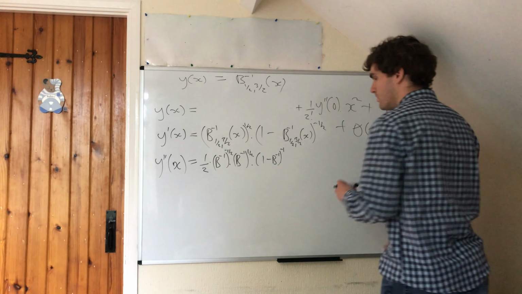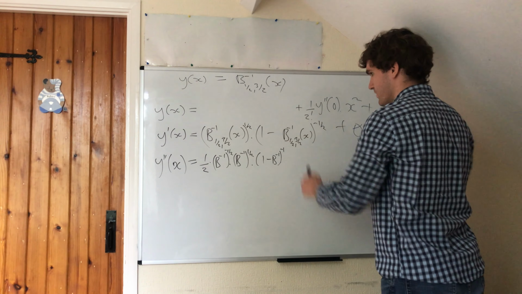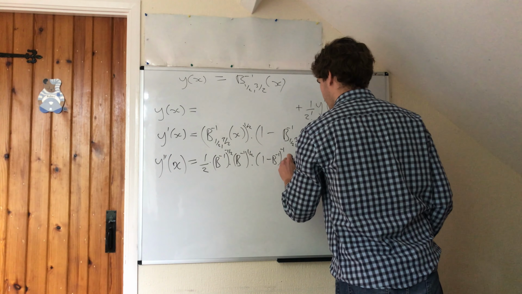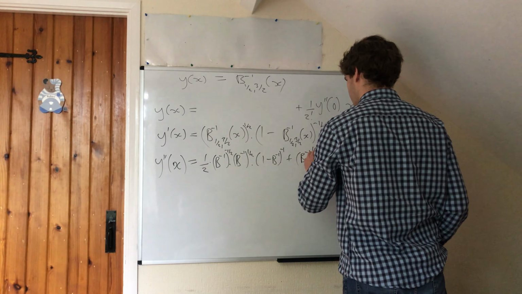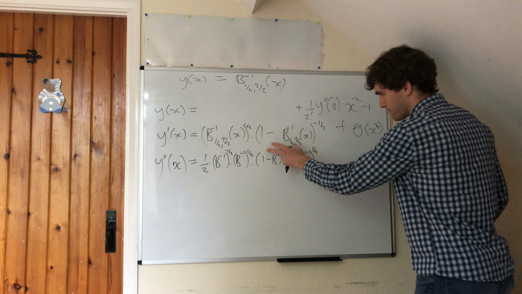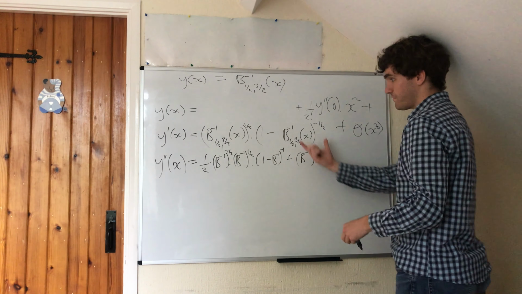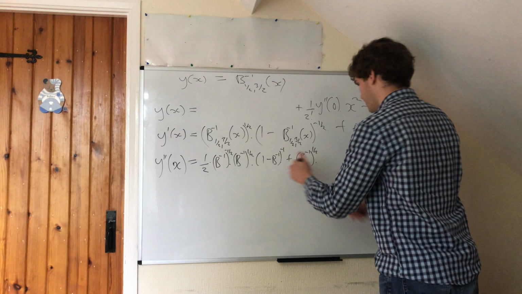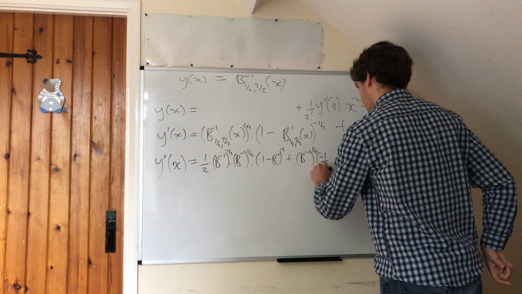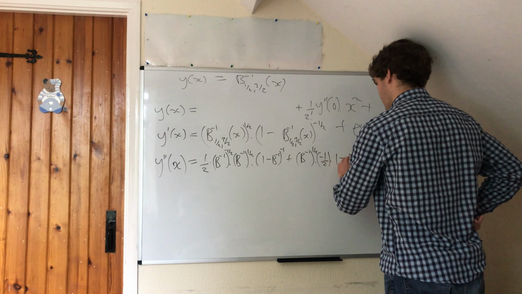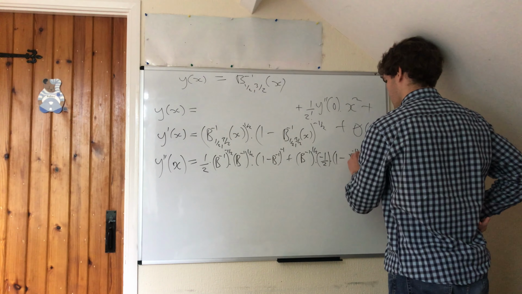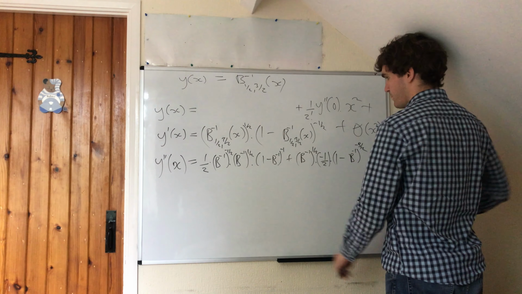Okay, so we now need to leave this bit and differentiate this bit. So this will be plus the inverse incomplete beta function to the power of a half, multiplied by the differential of this thing. Now the differential of this thing gives you a minus a half that we have to bring down, times this to the power of minus 3 over 2, times the differential of this.